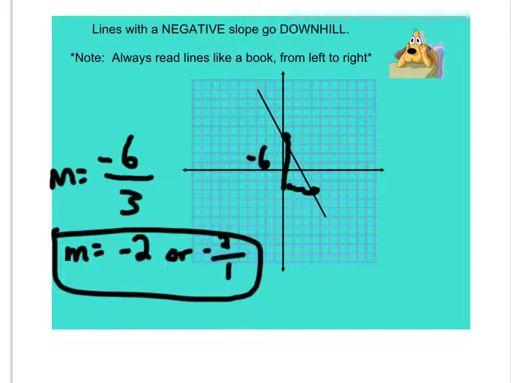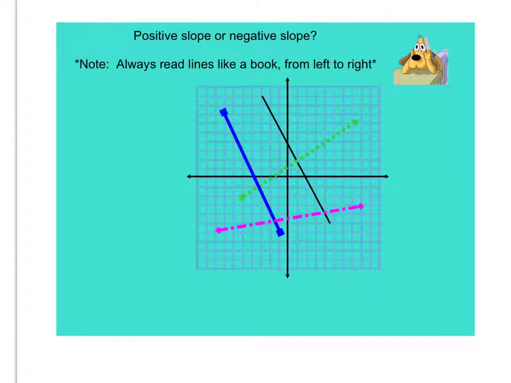Alright, let's keep going with some more slope. And a good thing to get used to is always kind of checking yourself to make sure your slopes are right, or just to be able to look at the line and tell, is it going to be a positive or a negative slope? Alright, well, if I look at the blue line, okay, again, read it from left to right. Going from here to here, this goes downhill. So that should be a negative slope.